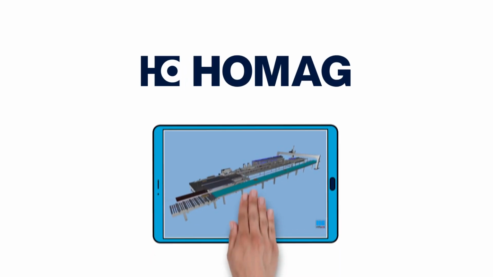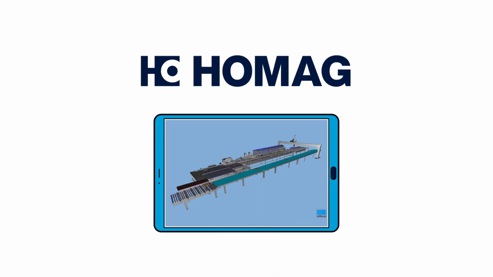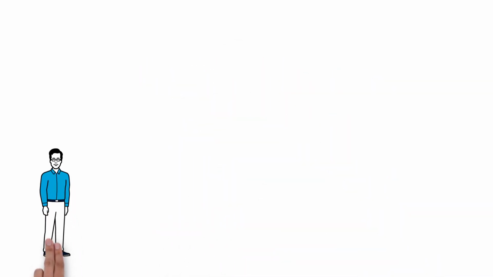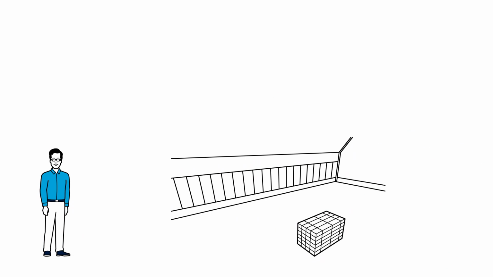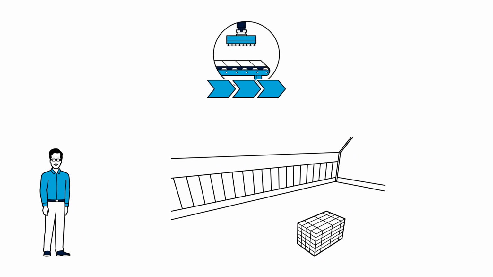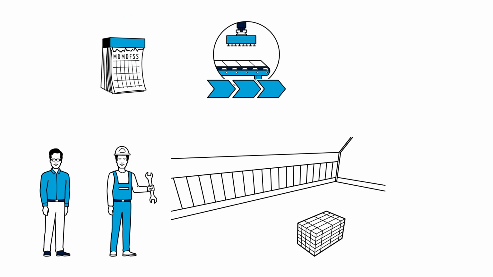This is how the virtual commissioning of a production plant works with a digital twin. Mr. Williams runs a company in the woodworking industry. When assembling new production plants, he expects assembly specialist James to carry out rapid installation and commissioning.